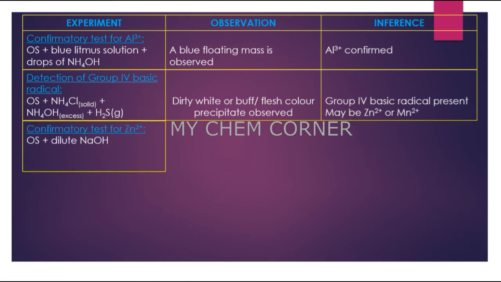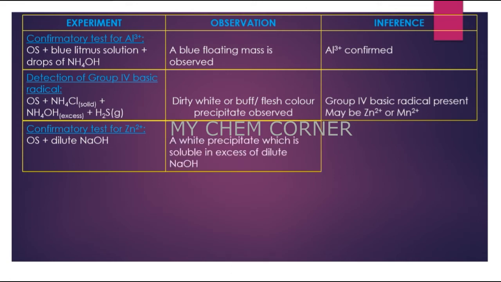So the first one is the confirmatory test for zinc. You take OS and add dilute NaOH to it. The minute you add dilute NaOH, you will get a white precipitate. When you add excess of NaOH, that precipitate will be completely soluble. When you get this particular observation, you get Zn2+ confirmed. So that is the very first step.